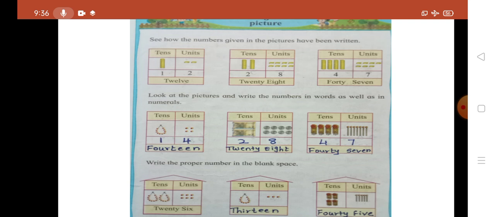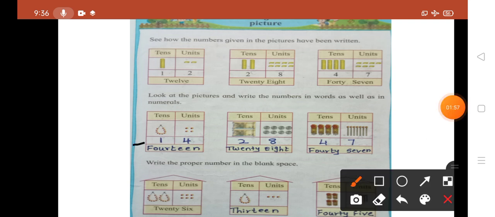Look at the picture and write the numbers in words as well as in numerals. So we have to write the tens and units in numbers also and in words also. So here in first box here there is 1 ten and 4 units. So how we will write in words? F-O-U-R-T-E-E-N 14. 1 ten and 4 units means 14.